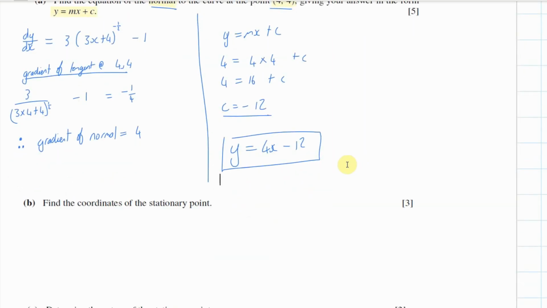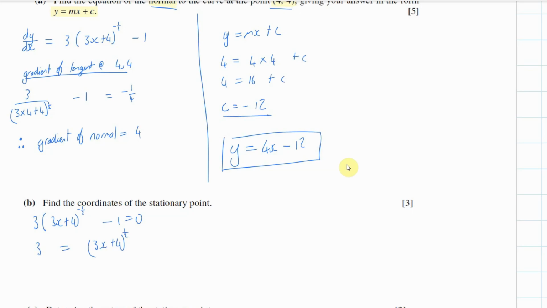Find the coordinates of the stationary point. Now we know that the stationary point occurs when dy/dx equals 0. So I'm going to write this as 3 bracket 3x plus 4 all to the power of negative 1/2 minus 1 equals 0. And I'm just going to rearrange this. So 3 equals 3x plus 4 to the power of 1/2. I've skipped a couple of steps here. I moved the minus 1 across to the right hand side, and then I times both sides by the 3x plus 4 to get rid of it from the bottom of that negative power.